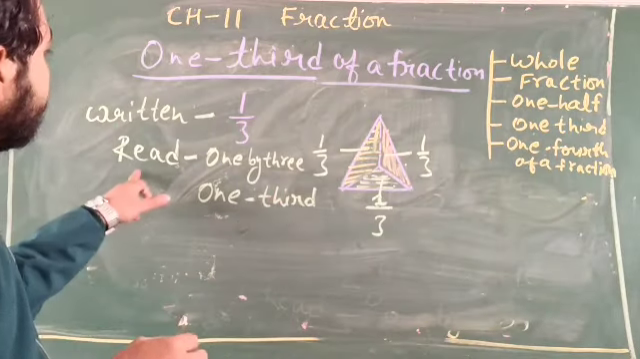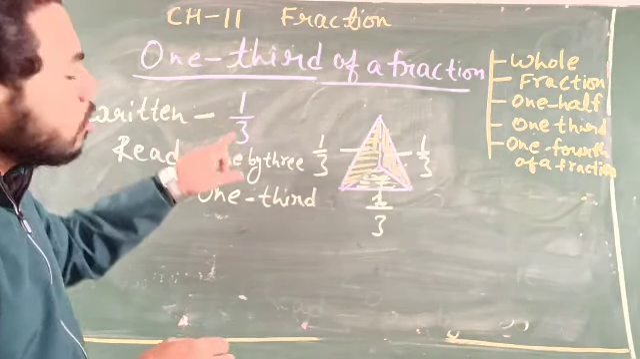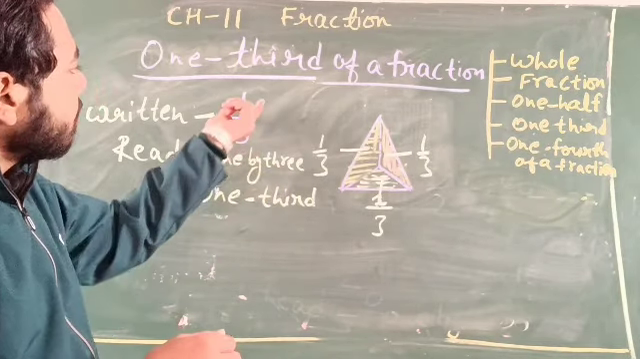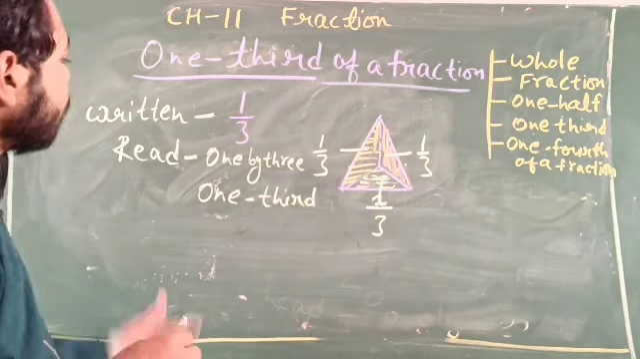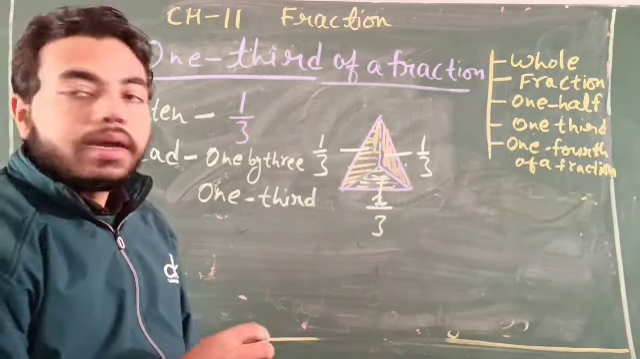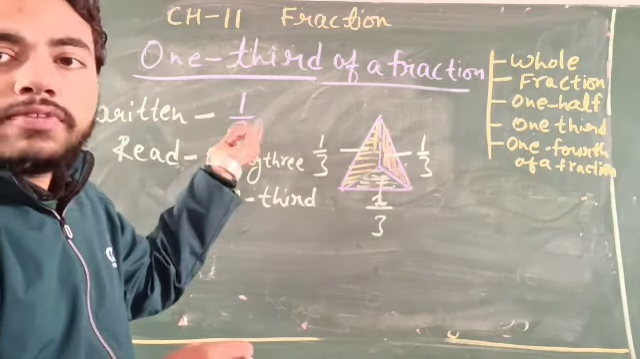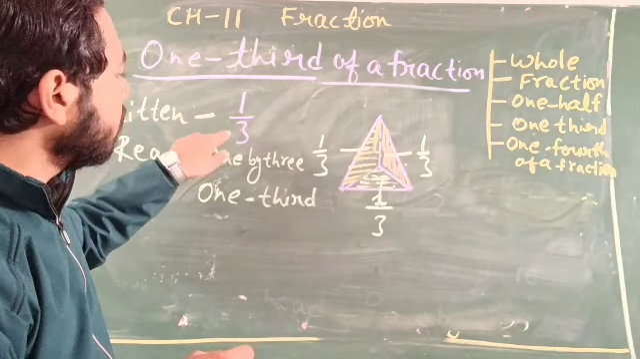1 third. Here we can read it in two ways: first, 1 by 3, and second, 1 third. In word form, and here it is in numerical form. Here we have represented it in numerical form, that is 1 by 3.